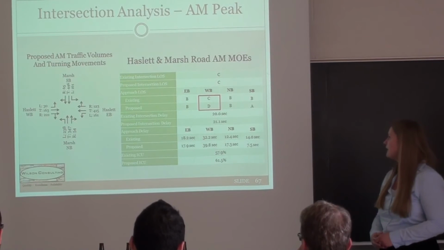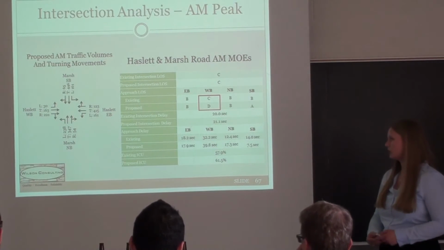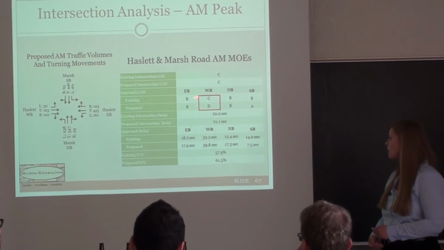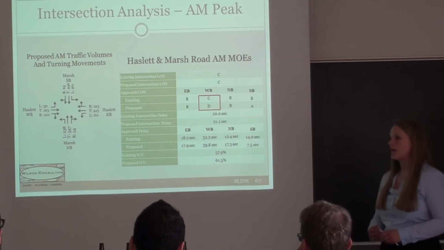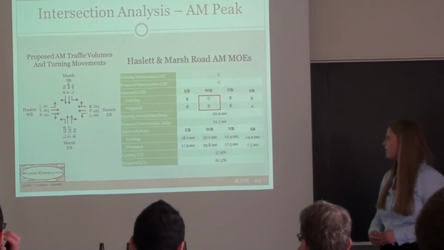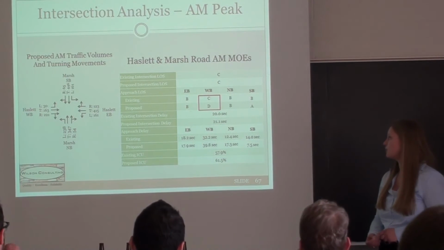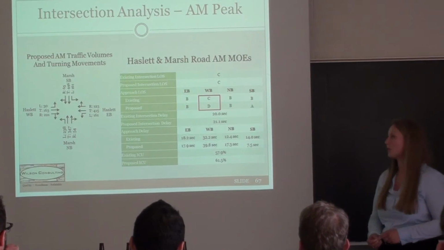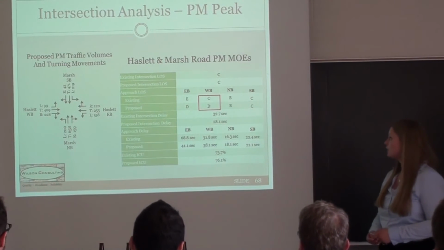So as you can see for the PM, the only real change in the measures of effectiveness was the level of service for the westbound approach, and that went from a C to a D. All other ones were not increased very much for measures of effectiveness, and this shows that the Marsh and Hazlitt intersection for the AM will be able to withstand the traffic that will be generated by the proposed site. This was also done for the PM.